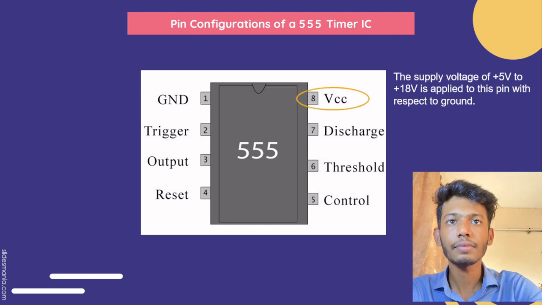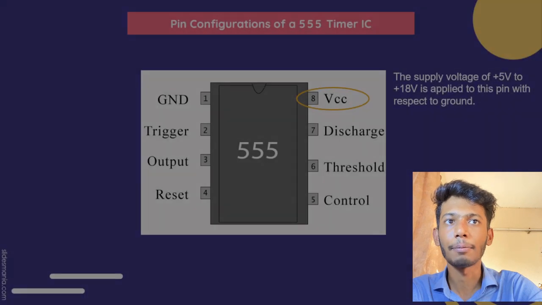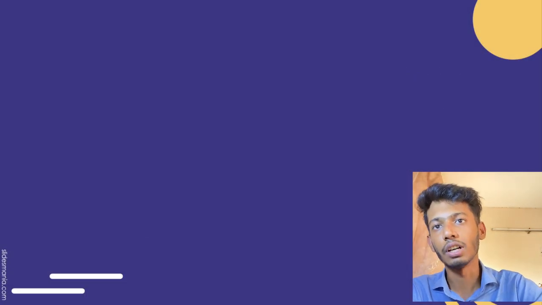VCC is the last pin of the 555 timer IC configuration. A supply voltage of 5 volts to 18 volts can be applied to this pin with respect to ground.